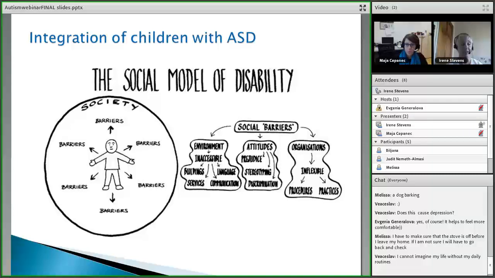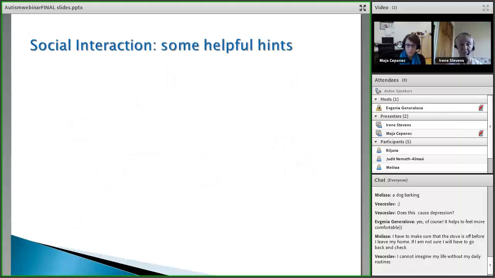So our suggestion would be that we don't focus so much on the child or young person with ASD, but we focus on how the community and society can help that young person to fit in. So we'll go over some helpful hints in terms of some of the main criteria for diagnosis in ASD.